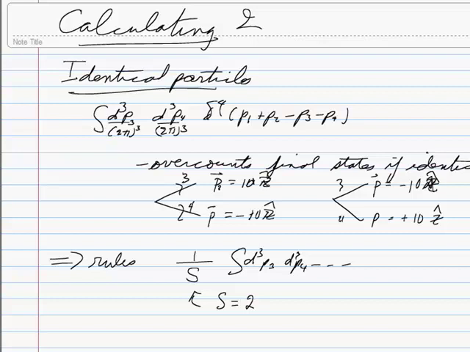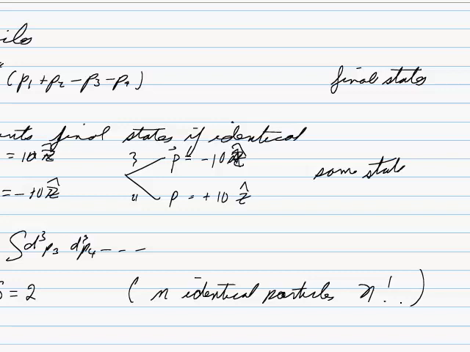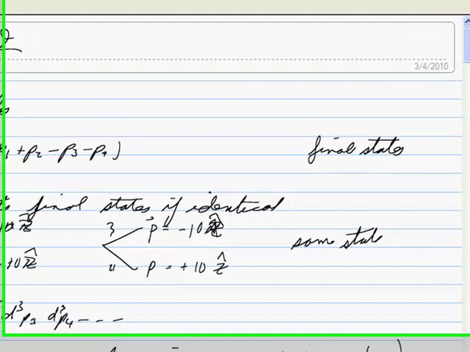And you rarely encounter this, but if you had n identical particles, it turns into n factorial, because that's the overcounting factor. It's pretty easy to do. Okay, so the example we're about to do has this. It has two of the same types of particles, so I'll stick it in that one.